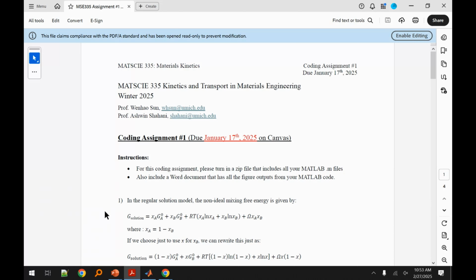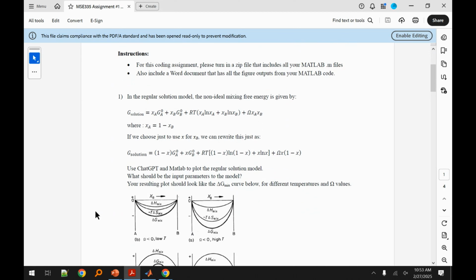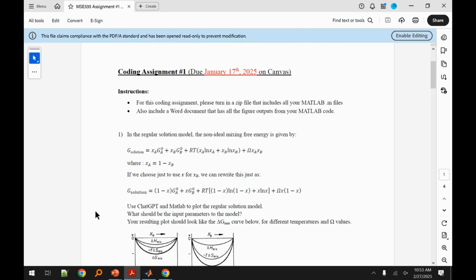So why don't you show us how you actually do this? I'll get started. This is the first assignment in a kinetics course, which is trying to build a phase diagram, following from the last lecture of their thermodynamics course, which will be right before this. Anyway, this is the homework assignment that I gave, and in the regular solution model, the non-ideal mixing free energy has this equation.